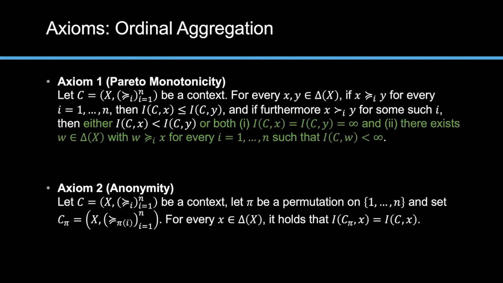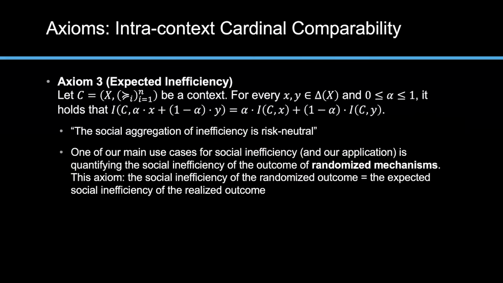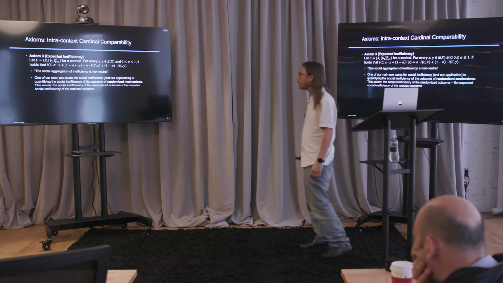So far for ordinal aggregation. Let's move on to intra-context cardinal comparability. This is to your question, Tim. We have an axiom we call expected inefficiency, kind of a nod to expected utility, saying that if you have 2 lotteries and you randomize between them with probability alpha, then the inefficiency of the lottery is the expected inefficiencies of the things you randomize between. So this is the linearity that you were asking about.